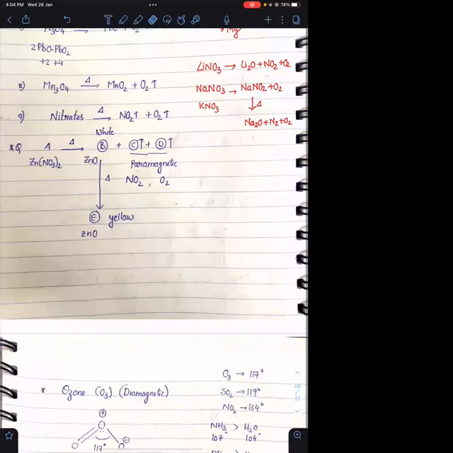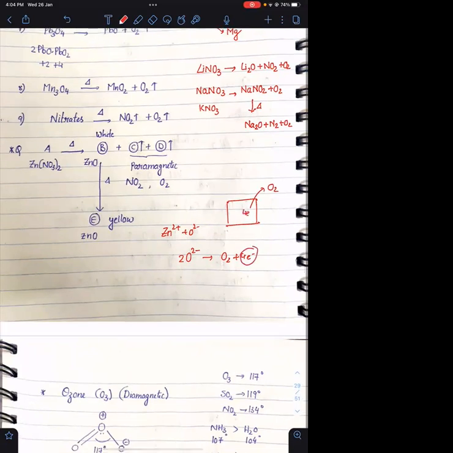You have this in the chapter of solid state. Zinc oxide is made up of Zn2+ plus O2- ions. Whenever you are heating this, 2 O2- converts into O2 plus 4 electrons. In the crystal, O2- ions will be escaping as O2. The electrons which are released will be stuck inside the voids, or inside the interstitial spaces.